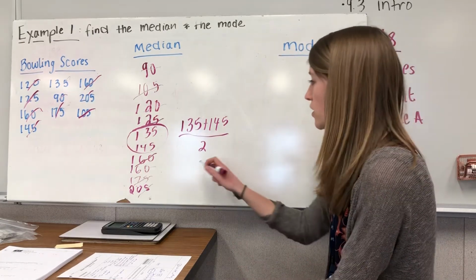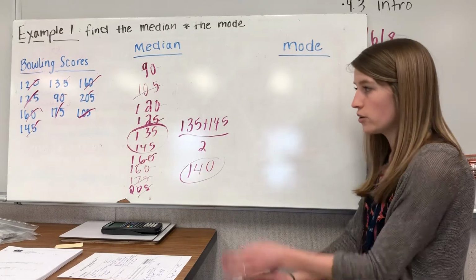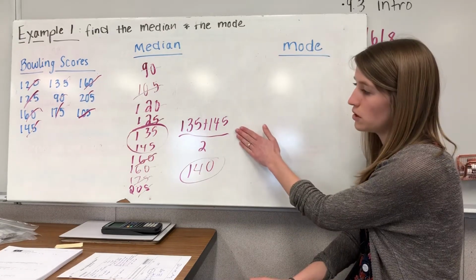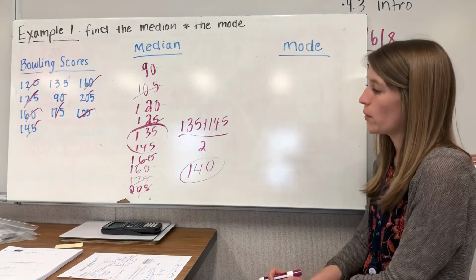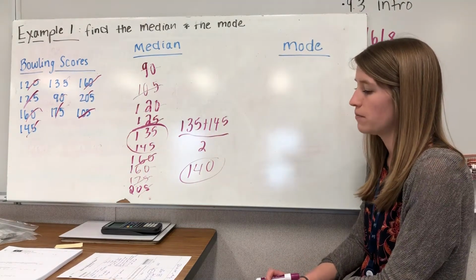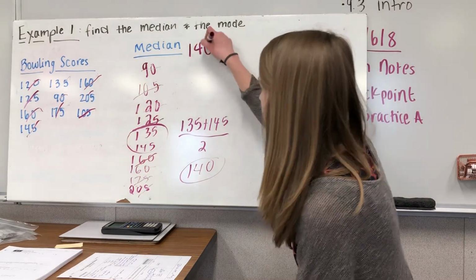I know that this right here would leave me with 140. I can do this by finding the mean of those 2 middle numbers, or by saying which number is exactly in between 135 and 145. So 140 is our median, 140.